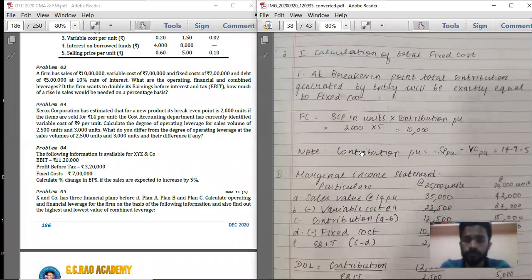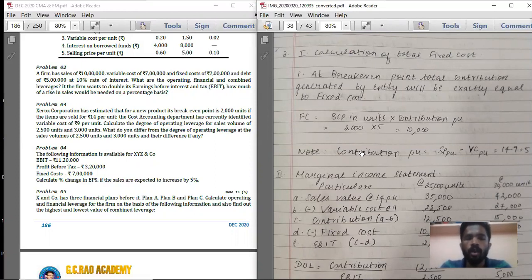Problem number 3. Statement number 1: calculation of total fixed cost. Below that, point number 1: at break even point, total contribution generated by the entity will be equal to fixed cost. Whatever contribution you are earning is equal to fixed cost. That is the break even point. Anything more than break even point will be profit, and anything less will be loss. So that is called break even point.